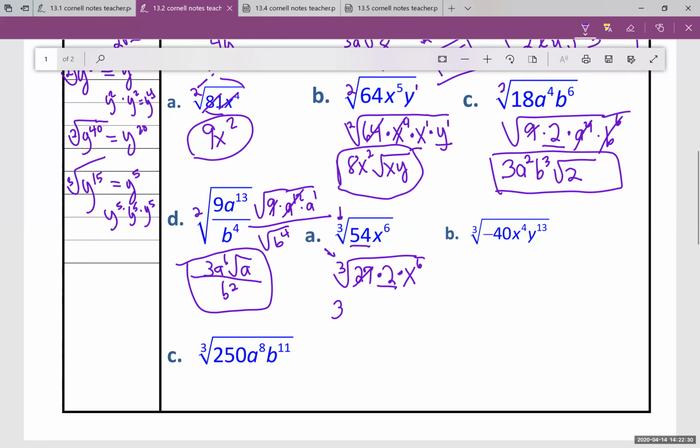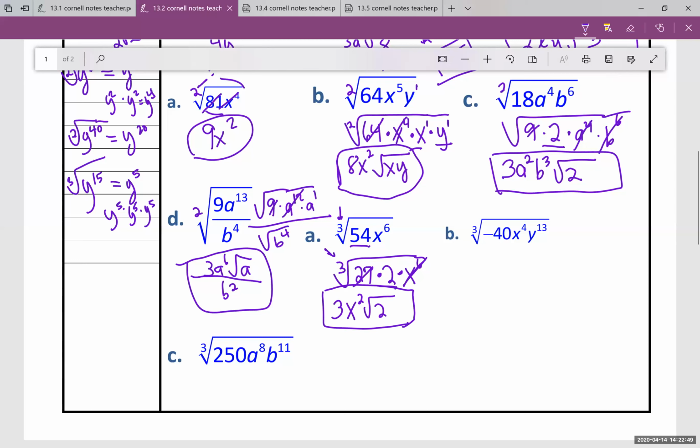We can take the cube root of x to the 6th because we're going to take the 6th and divide by 3, and that's 2. So when we take the cube root of x to the 6th, out comes x to the 2 power. And underneath the radical sign is the 2.